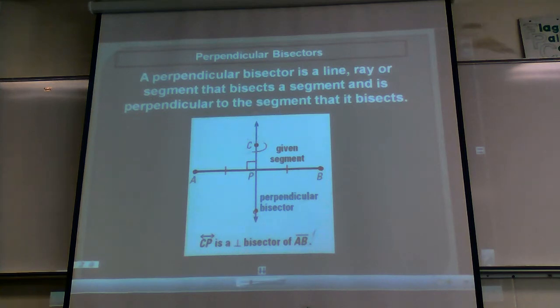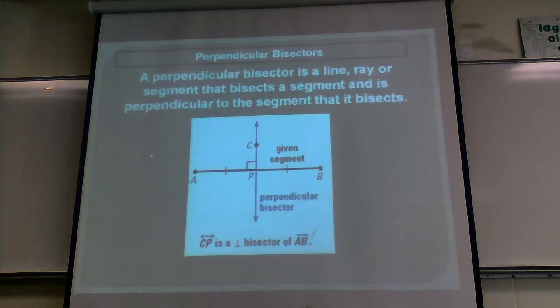Okay. Can I go past this to the actual theorem, I guess? Do we need me to sit here for a second?